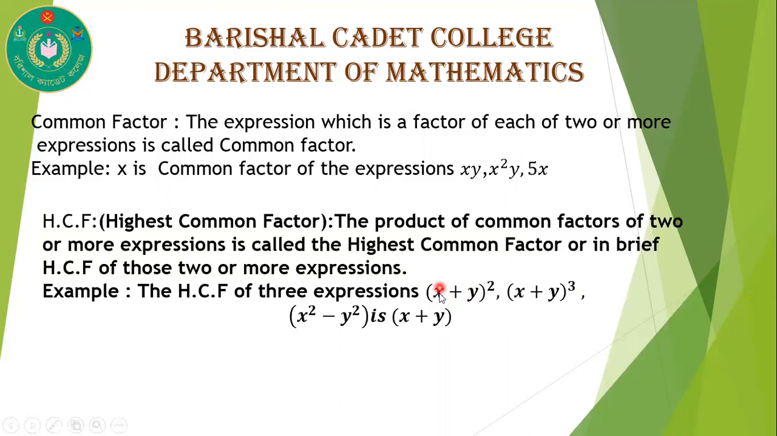Here we can write (x plus y) whole square is equal to (x plus y) into (x plus y). (x plus y) whole cube is equal to (x plus y) into (x plus y) into (x plus y). And x square minus y square is equal to (x plus y) into (x minus y). In all these three terms, x plus y is common. That's why the HCF is x plus y.